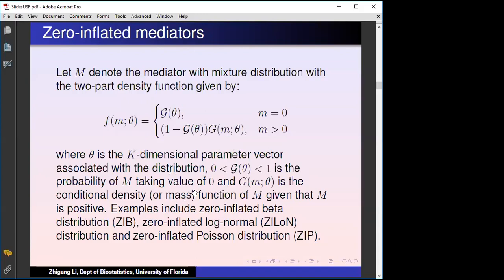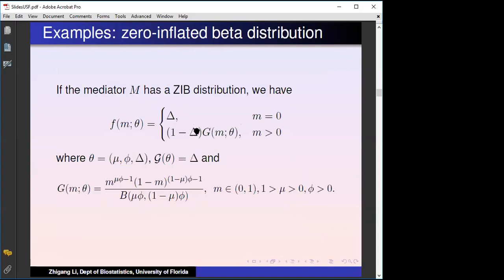It can also be applied to other different types of zero-inflated distributions. For example, for microbiome data, for the relative abundance, we usually assume a beta distribution. Here, we assume a zero-inflated beta distribution. And for that distribution, we have these parameters: mu, phi, and delta. And this is the density function for a beta distribution, with mu being the mean of the relative abundance, and phi the dispersion parameter or the scale parameter.